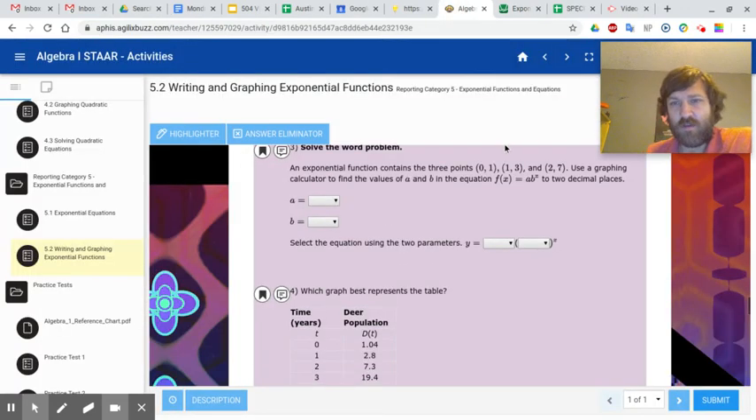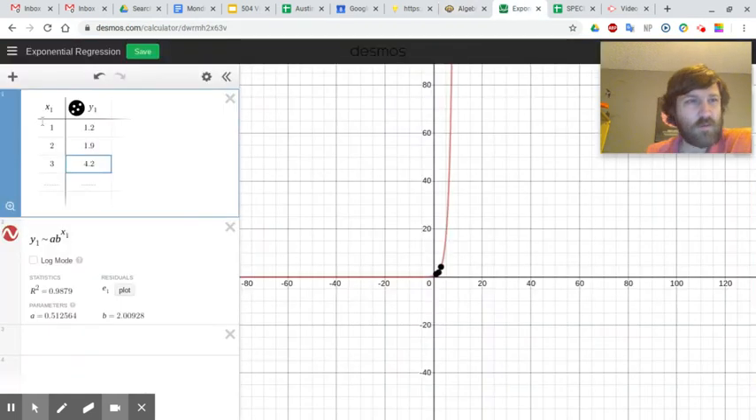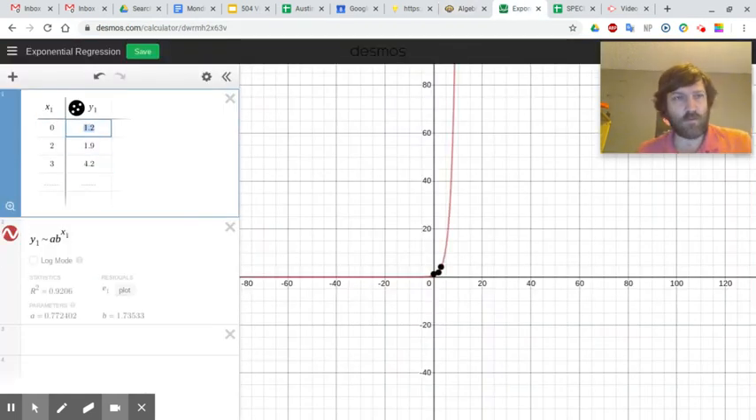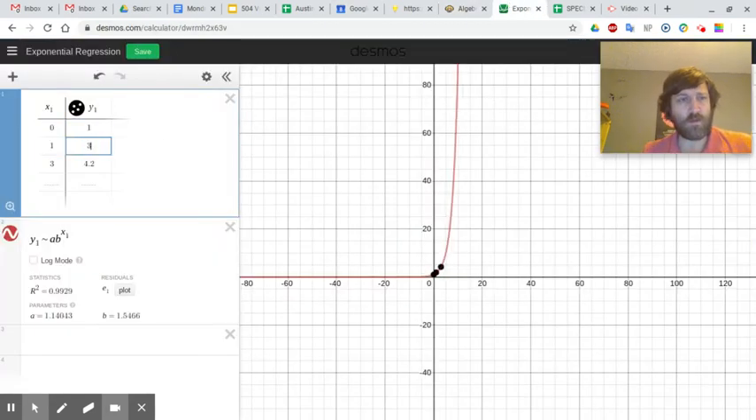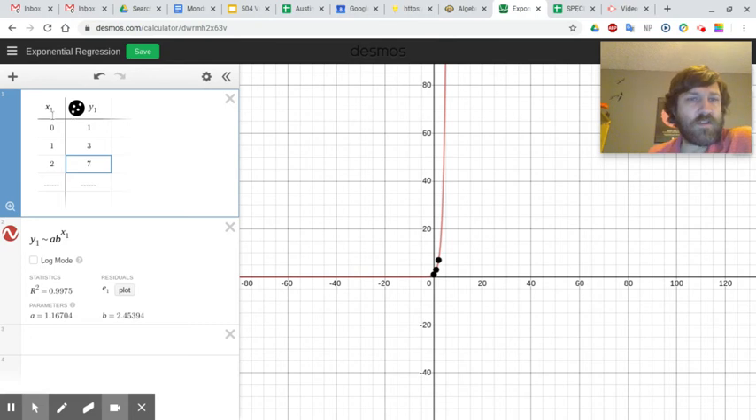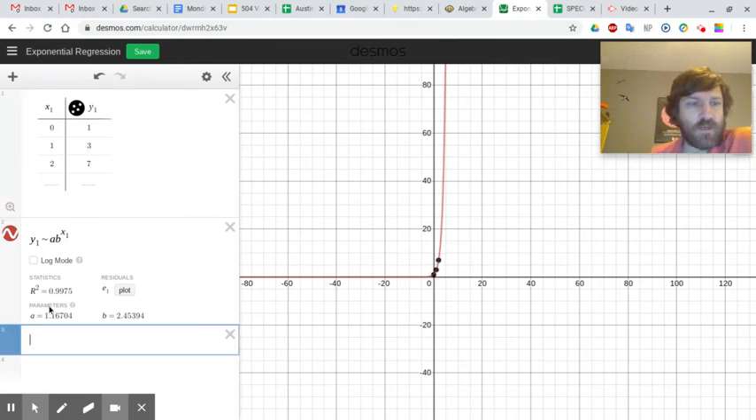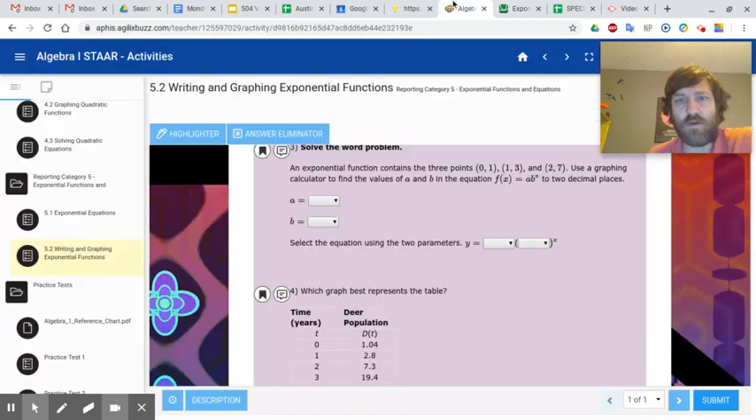So if I do this and I put these 3 points in, (0, 1), (1, 3), and (2, 7), I put those points into this table, and what Desmos is going to do is spit out a bunch of numbers. The numbers that are the most important are these parameters because they are the A and B. And if you notice in the problem, they give you A, B, X. They want you to find the values of A and B. And so that's what Desmos gives us.